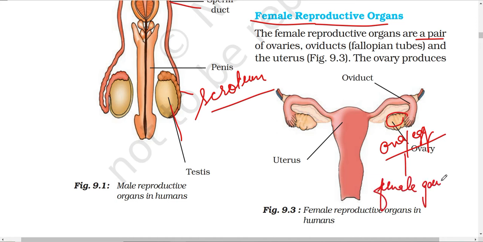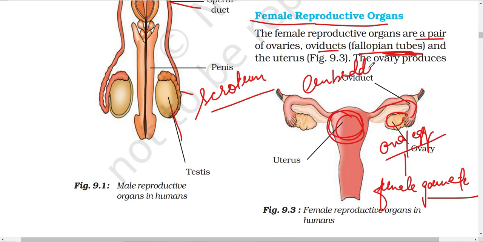This is a female gamete. I hope it is going clear to you. The oviduct, from which the ova, that is the egg, travels, is even known as the fallopian tube. It contains the uterus, where the embedding of the fetus, or we can say the embryo, is done. So this is the uterus, and I hope it is clear to you people.